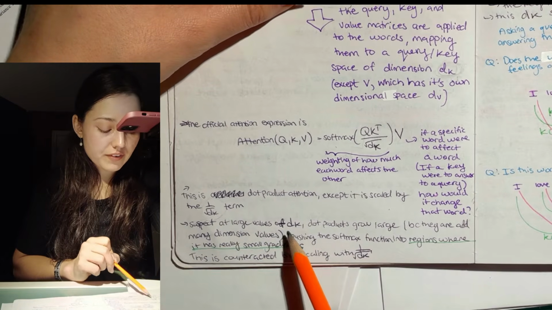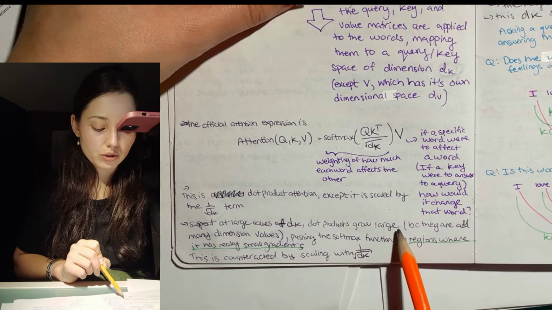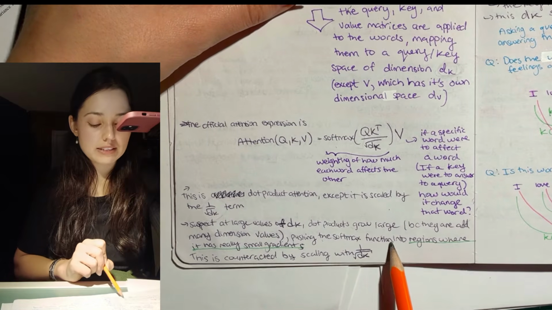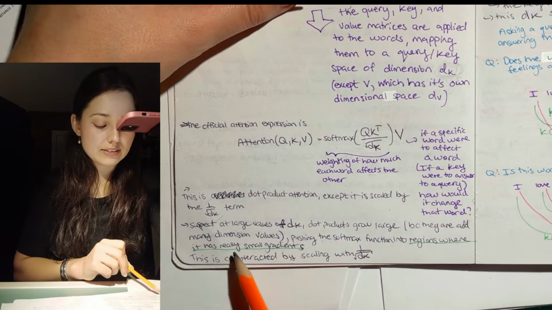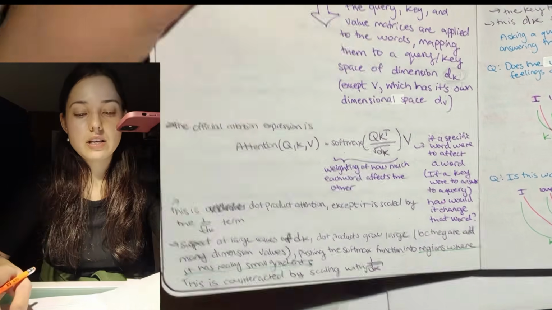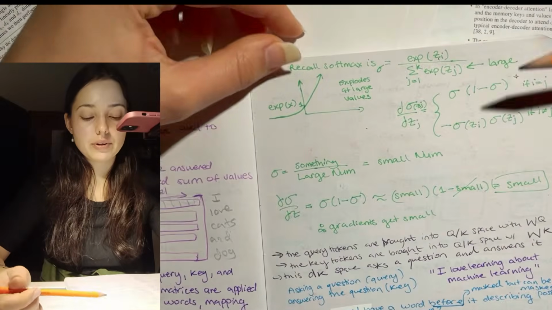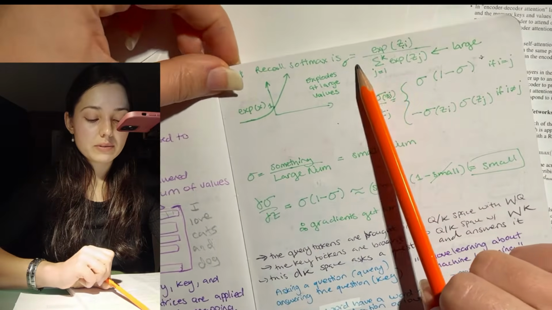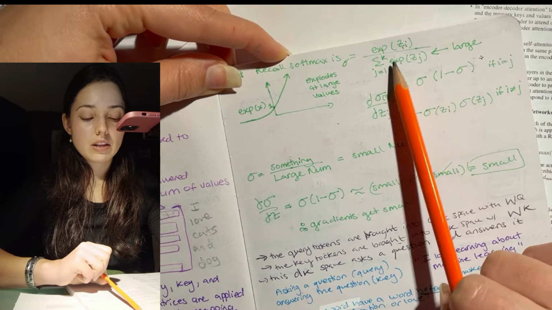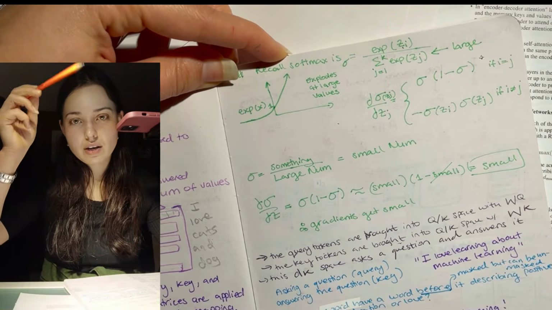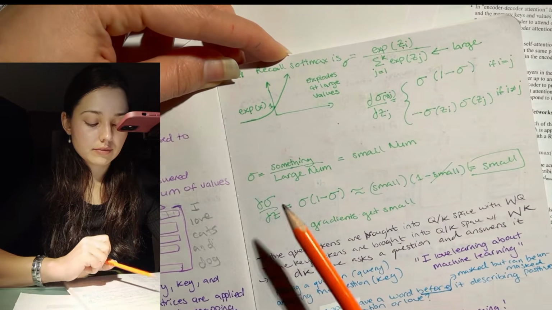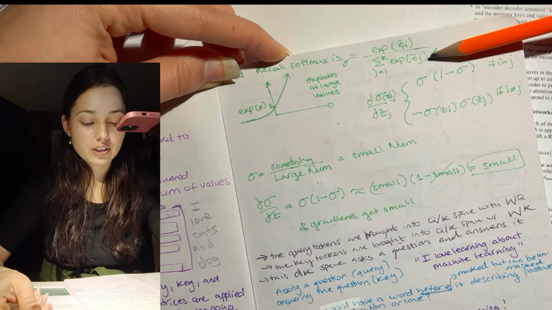So at large values of dk, the dot products grow large because they add many dimensional values, pushing the softmax function into regions where it has very small gradients. To counteract this, we do this. So recall softmax. Here I wrote a little explanation of it. Softmax is the exponent of a value divided by the sum of all the other values in a column. This could be a very, very large value.